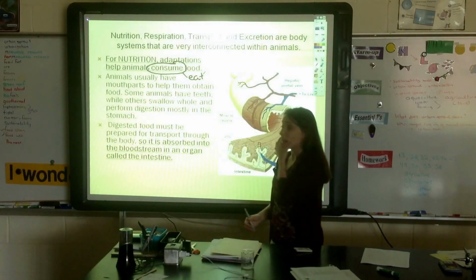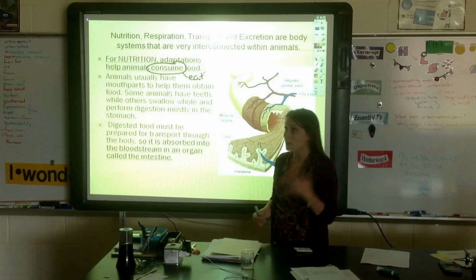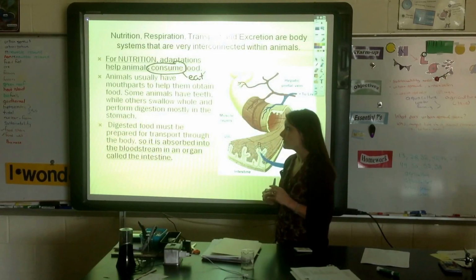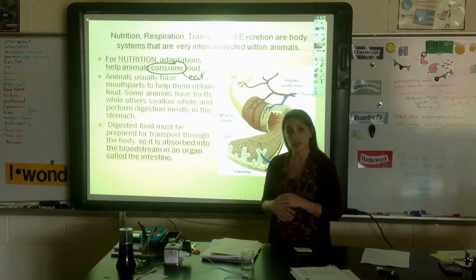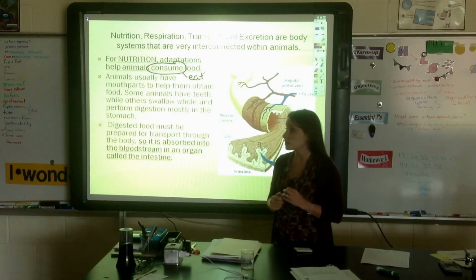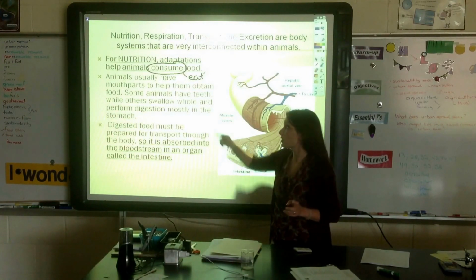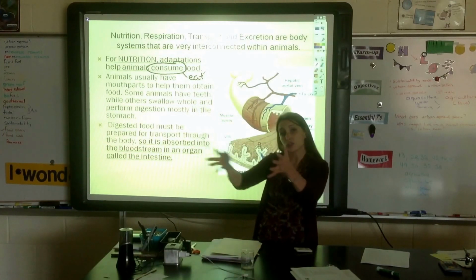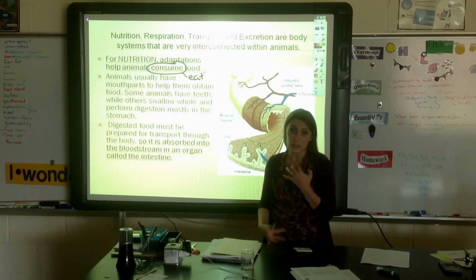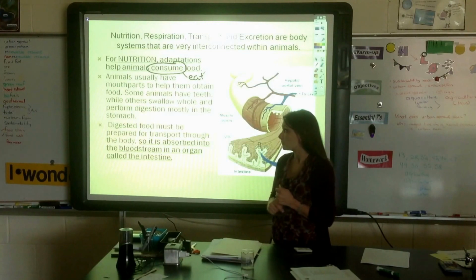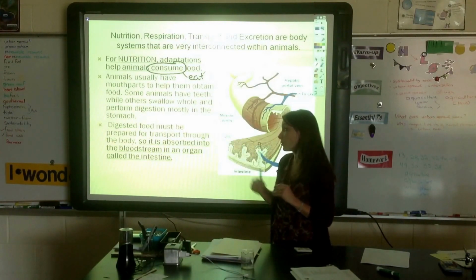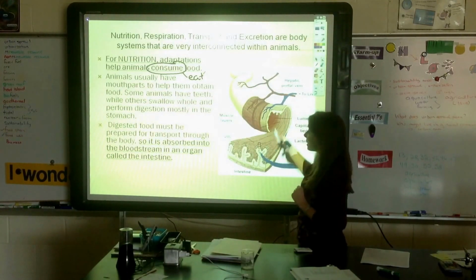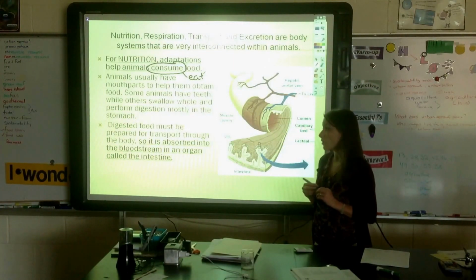Animals do usually have mouth parts, like your mouth and teeth, to help them obtain food. Some animals have teeth, while others swallow their food whole and perform digestion in the stomach or the small intestine. Think, for example, of a snake and how it consumes its prey whole and then it gets digested inside of the animal.